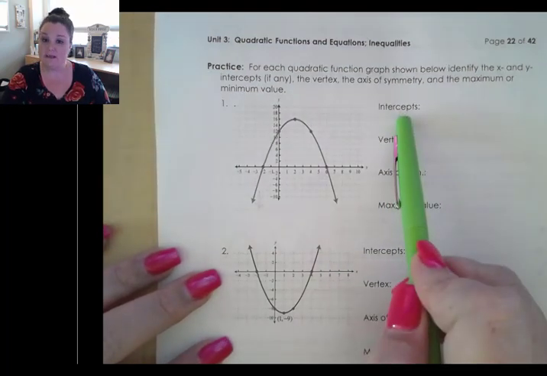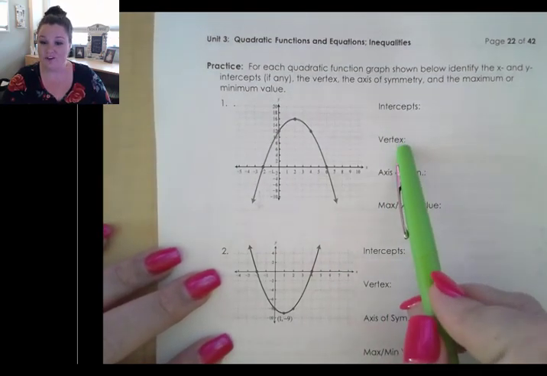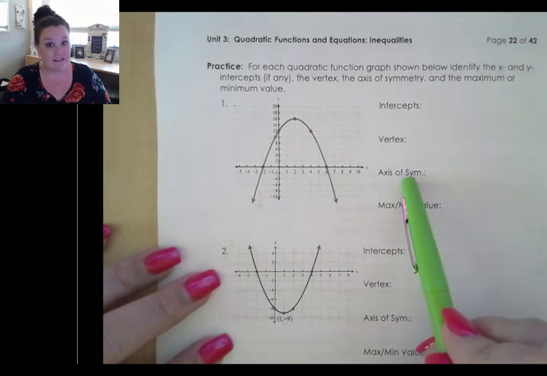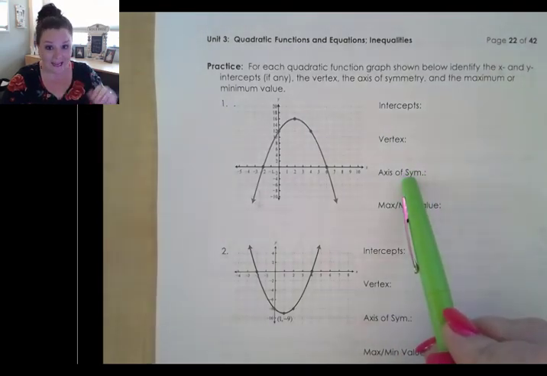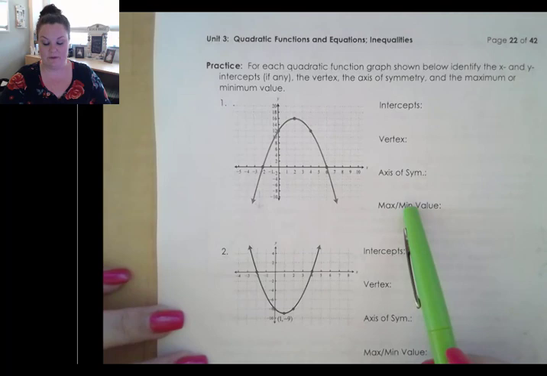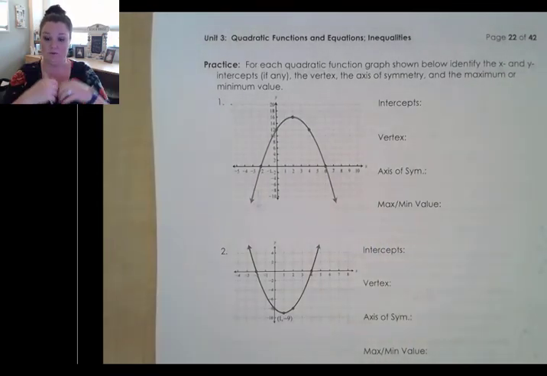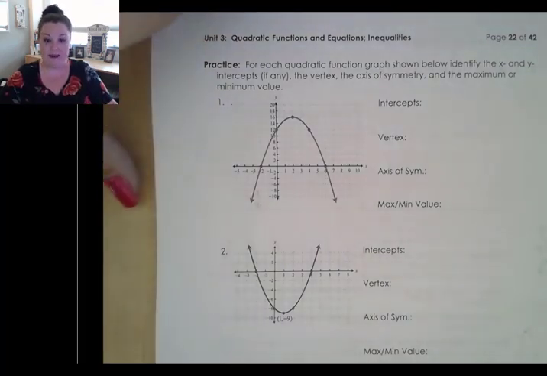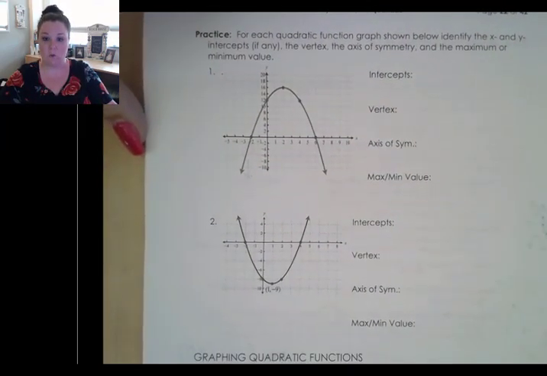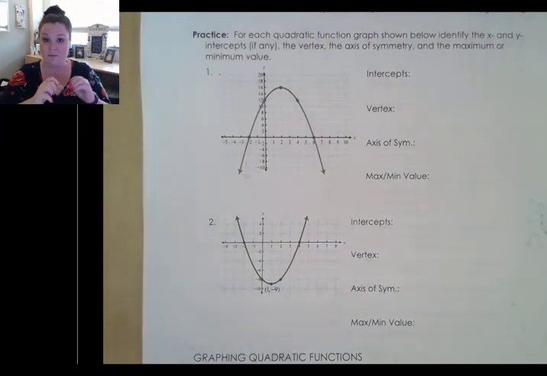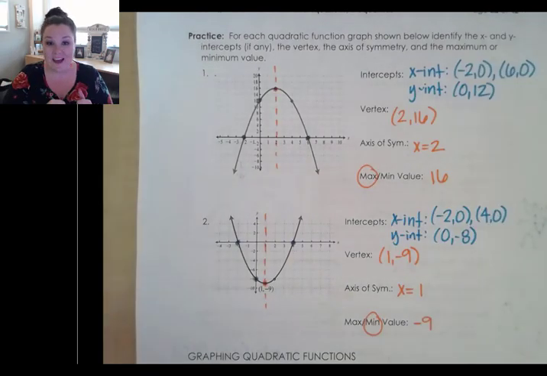Make sure your intercepts are written as ordered pairs and your vertex. Make sure your axis of symmetry is written like a line, and then be sure on your max or min value to circle either max or min so that you know which one it is. Okay, so go ahead and pause the video and give those a whirl. And then whenever you're ready, unpause it and we'll go over it and see how you did. Okay, let's see how you did.